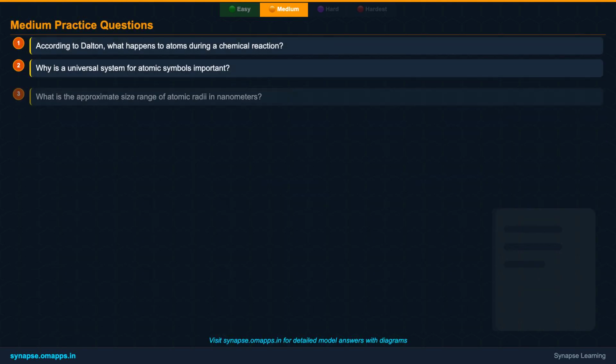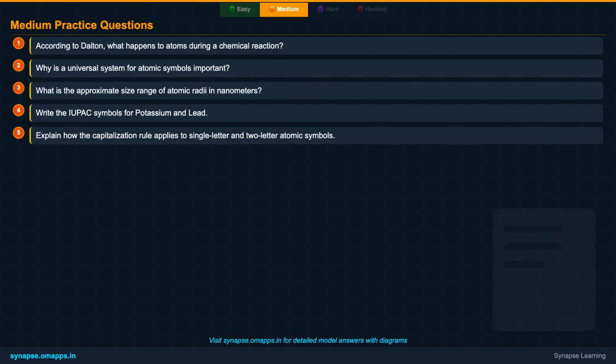Time for some medium-level practice. According to Dalton, what happens to atoms during a chemical reaction? Why is a universal system for atomic symbols important? What is the approximate size range of atomic radii in nanometers? Write the UPAC symbols for potassium and lead. And finally, explain how the capitalization rule applies to single-letter and two-letter atomic symbols. Pause the video if you need more time.